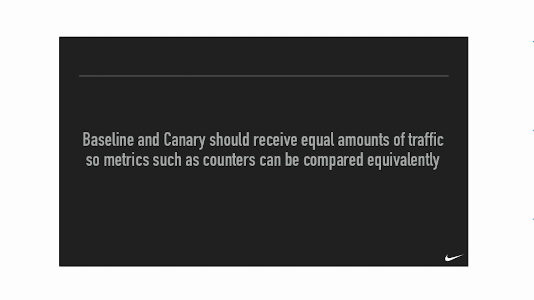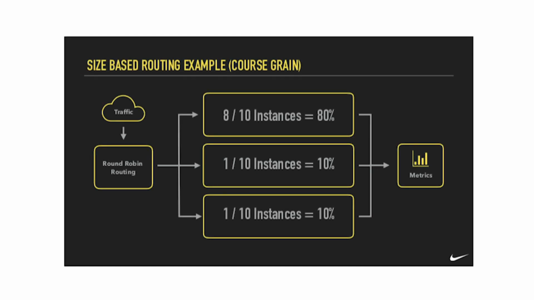So let's take a look at two routing strategies. The first routing strategy is size-based routing. We sometimes refer to this as coarse-grained routing, since the weights are controlled by instance counts. This strategy is the most common one we've come across because it's the simplest.